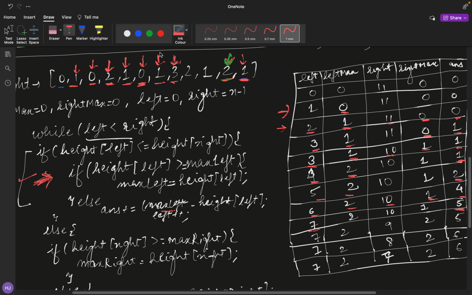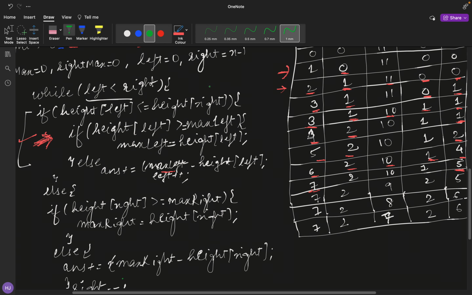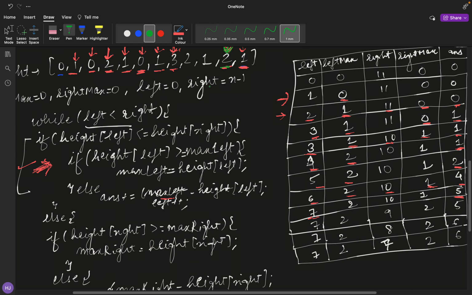So now let's compare 3 with 2. Is 3 less than or equal to 2? No, it is not. So I will shift to my else part. So I'll be working over here. Is my 2 greater than or equal to 1? 1 is the current right max. Yes, it is. So I'll update my right max to 2 and my answer remains as it is. So continue further. So I will reach over here.